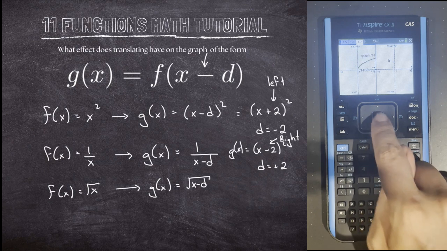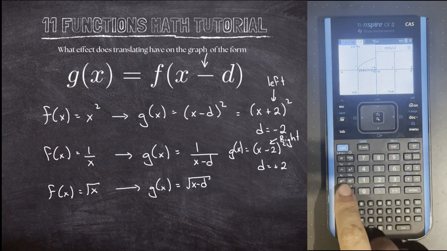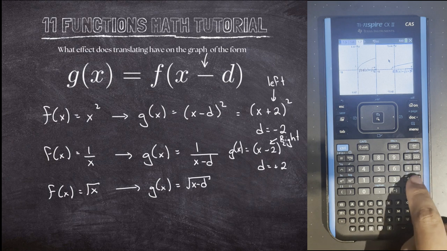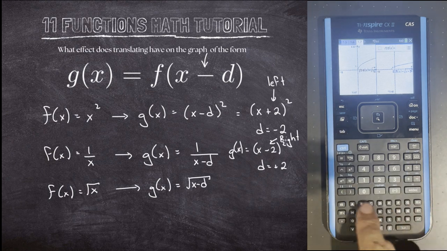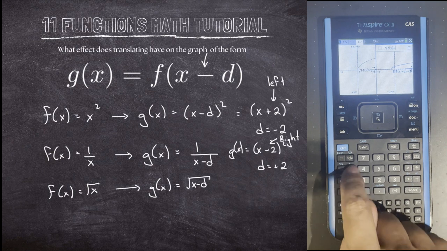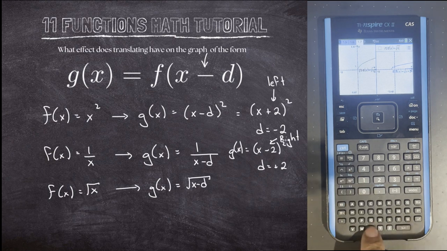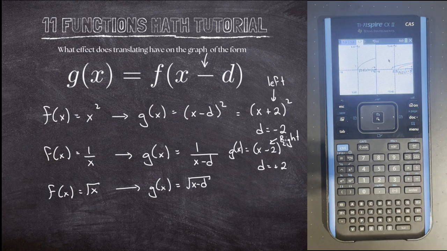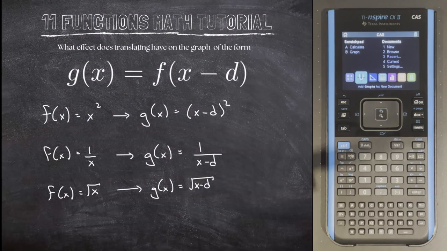Finally, let's check this with our radical function as well. We'll start with x plus 2. And indeed, shifted it to the left 2 units. And if we do minus 2, shifts it to the right 2 units. So in this scenario, it looks like d is a horizontal translation of the function.